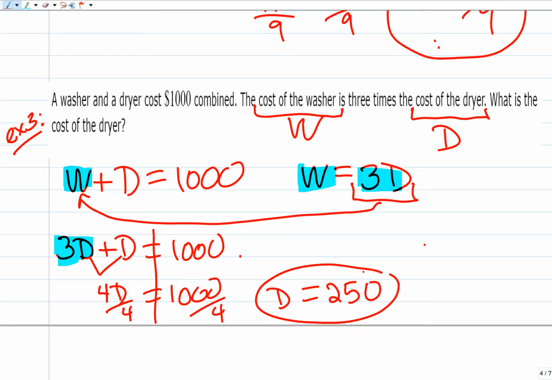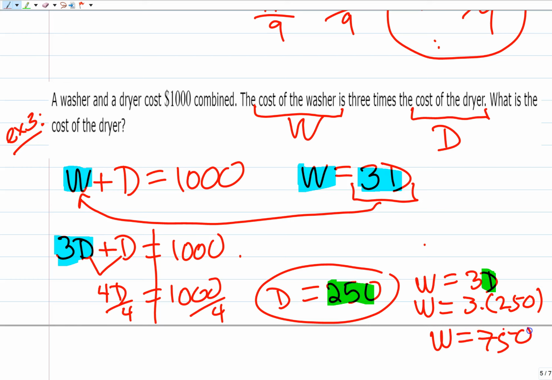Could we figure out the cost of the washer? Well, it said the washer was... So that means the washer is equal to 3D. We just figured out that D is equal to... Can I go to that D and replace it with a 250? What's 3 times 250? Does that answer also make sense? Because the one is 3 times the other one, and combined, how much would that be?